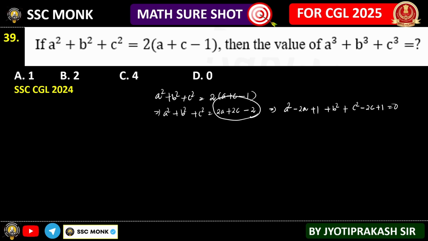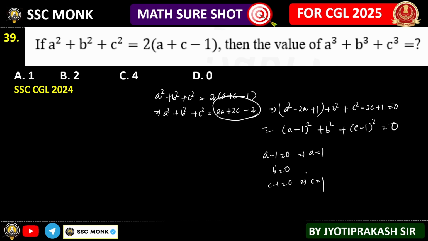I am taking everything from here to this side, and minus 2 will be plus 2 over here, and plus 1 distributed. This whole thing can be written as a minus 1 whole square. This is b square. This whole thing can be written as c minus 1 whole square is equal to 0. Yes or no? Yes. That means here a minus 1 is 0, so a value is 1. B square is 0, that means b value is 0. C minus 1 is 0, that means c is equal to 1. So a is 1, b is 0, c is 1. A cube is 1 cube, 1, b cube 0, c cube 1, that is equal to answer option B.